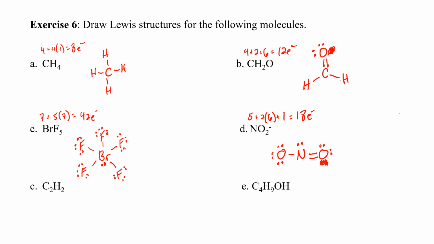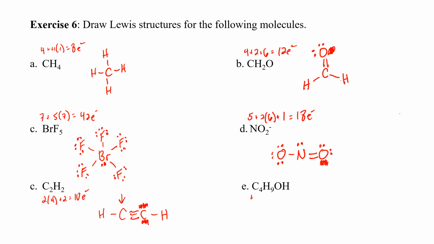Next, C2H2, simple hydrocarbon. 2 times 4 plus 2 equals 10 electrons. Carbon conga line. We don't have anything other than hydrogen, so we're going to put our hydrogens on symmetrically. And we've used 2, 4, 6, 8, 10. Now, everybody's happy except for our carbon on the left. So he's going to have to borrow a lone pair. We'll make a double bond, but carbon's still not happy. We're going to have to borrow another pair to make a triple bond.